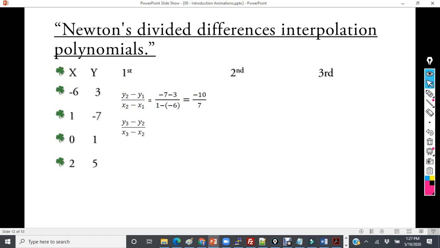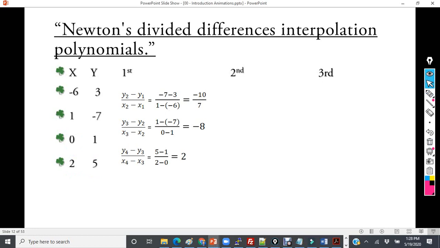Next, we're going to do y3 minus y2 and x3 minus x2. So this is now going to be 1 minus -7 and 0 minus 1. And then the next step we're going to do is y4 minus y3 divided by the quantity x4 minus x3. That is now going to give us 5 minus 1 divided by the quantity 2 minus 0. And that's going to give us 2.